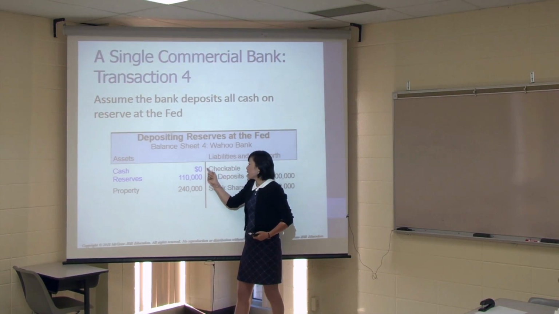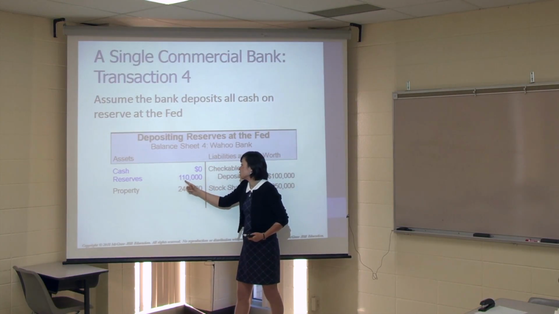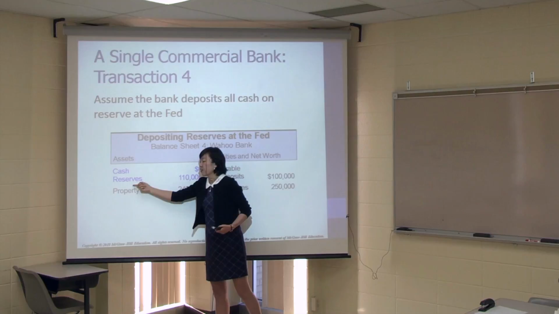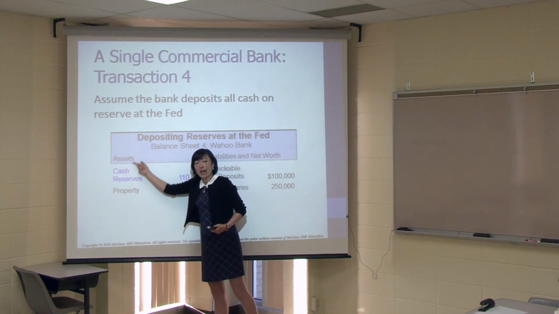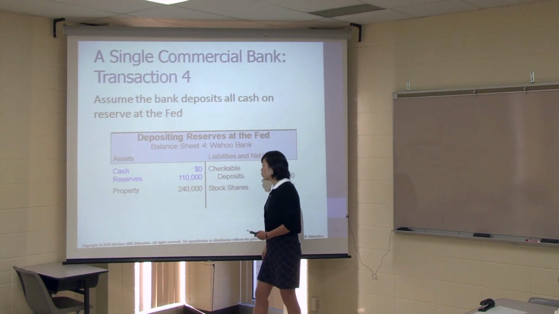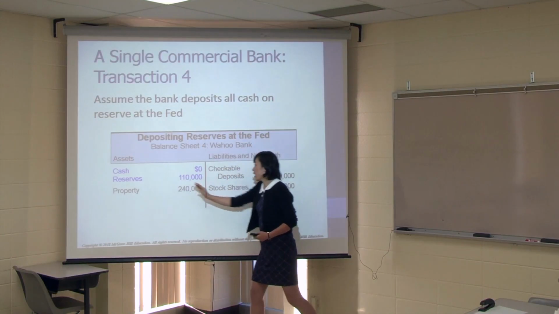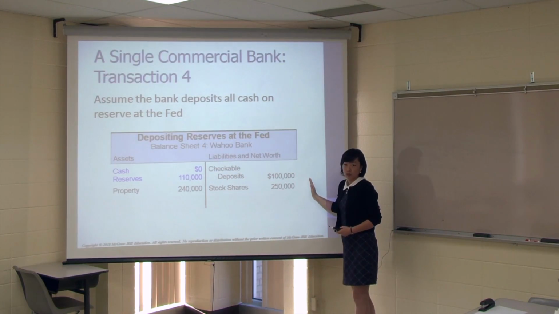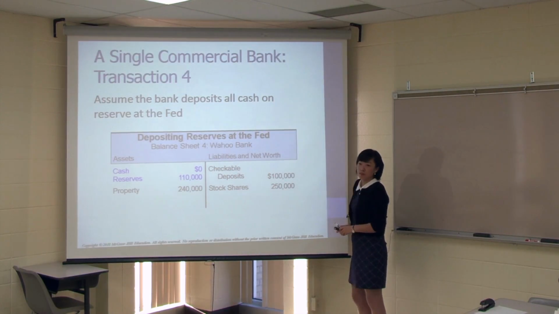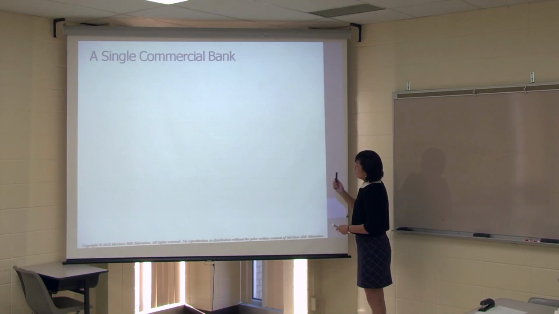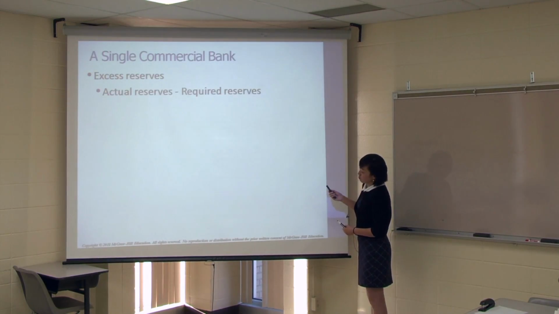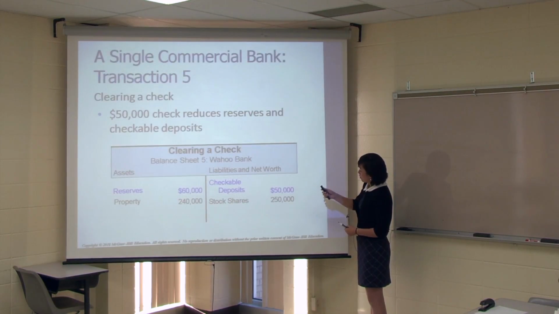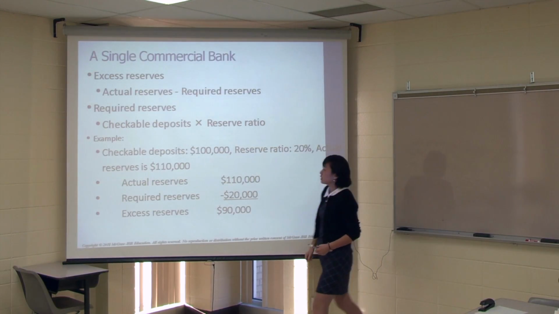Now you see, we have zero cash in our vault, but at the same time, we have $110,000 with the Federal Reserve. This is our assets. Now you look, the balance sheet from the left side still equals the right side. The balance sheet is balanced. And let's do a very quick practice.